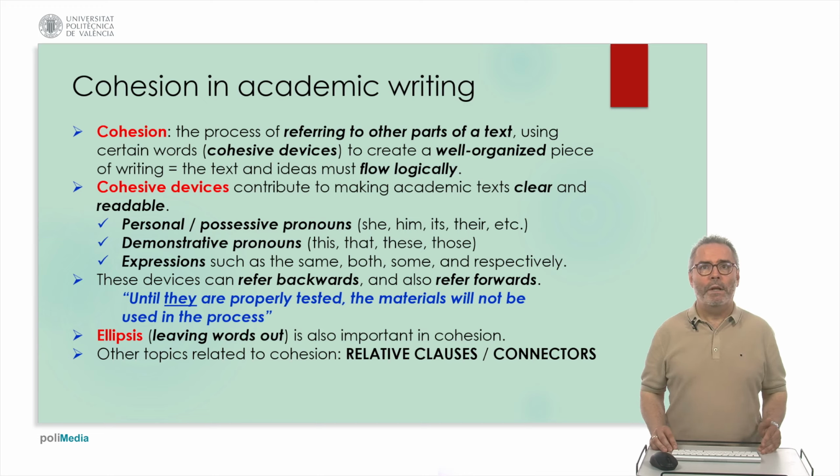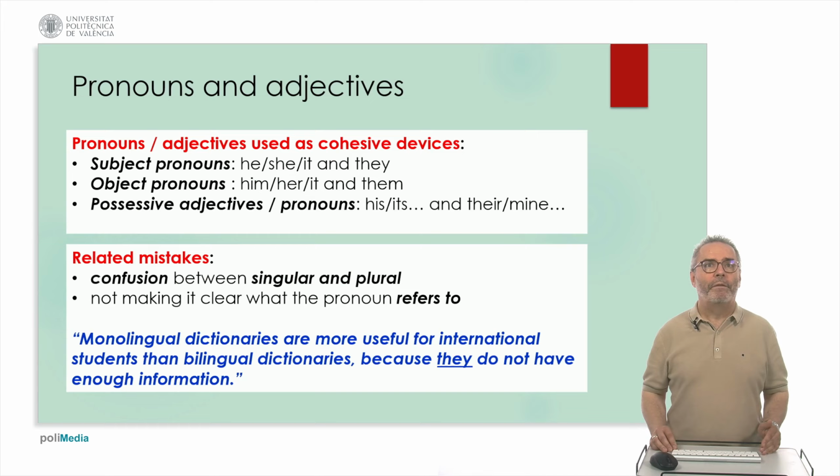Ellipsis also has an important role in cohesion, and other topics related directly and also indirectly with cohesion are relative clauses and linking words or connectors. Let's start with pronouns and adjectives. Some pronouns and adjectives are used as cohesive devices.